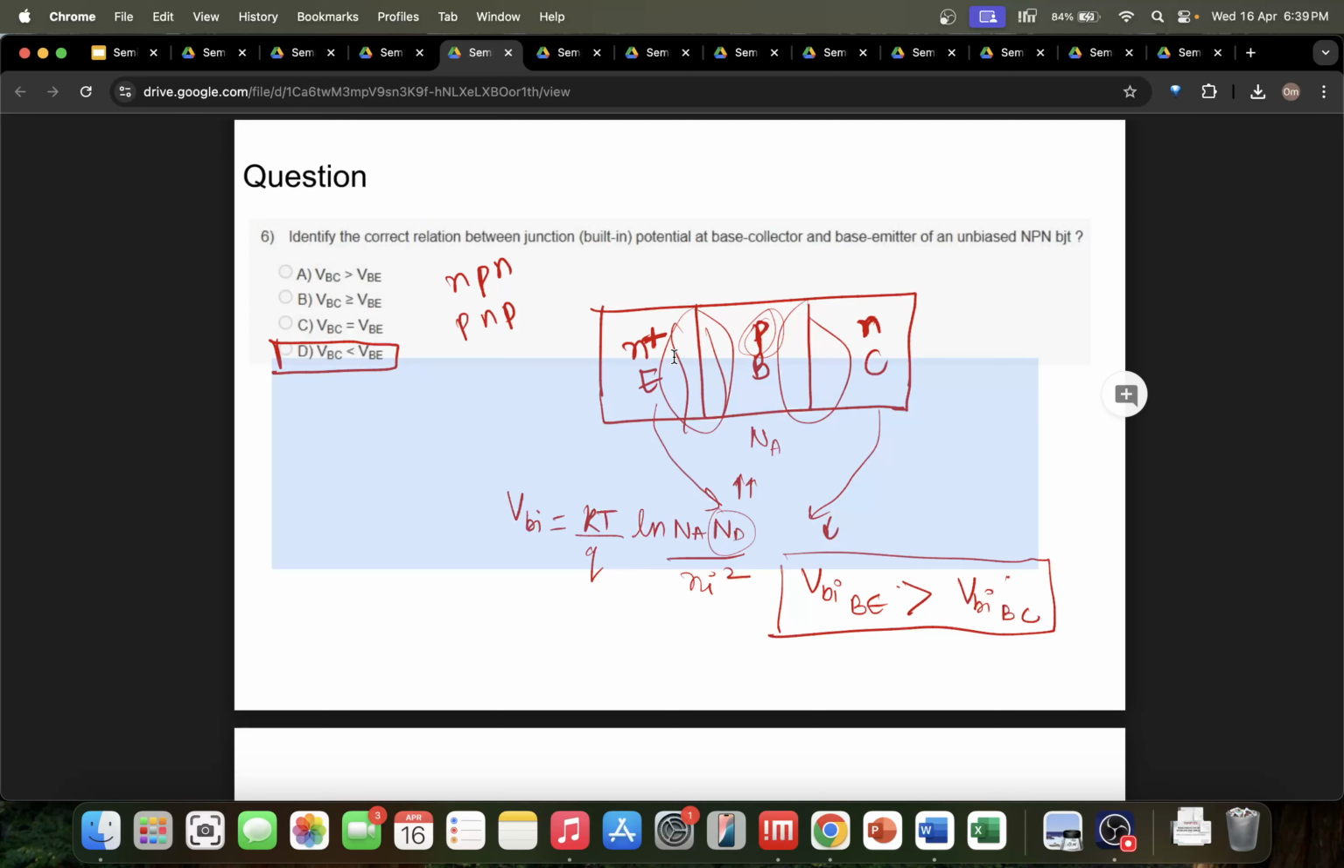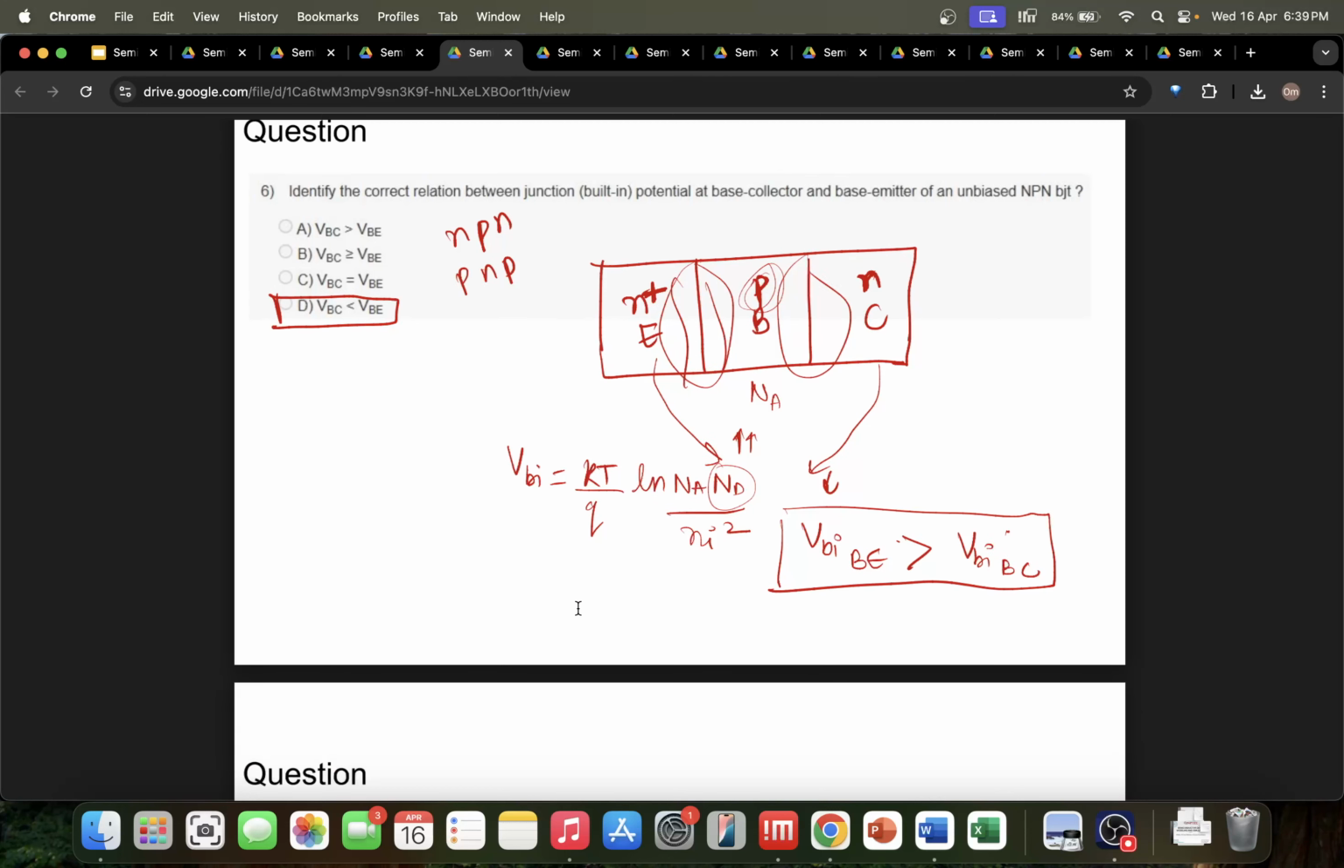Questions based on the correct relationship between the built-in potential in the two junctions in the BJT. We used the doping concentration that we know. So the emitter is highly doped, the base is low doped and the collector is moderately doped. With this, we can determine VBI in each of these junctions.